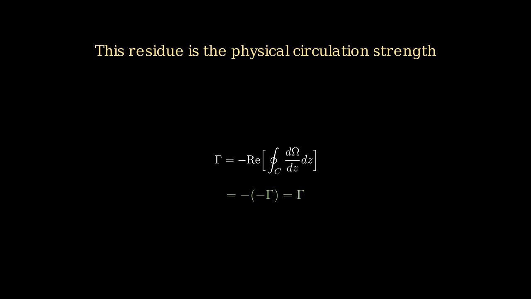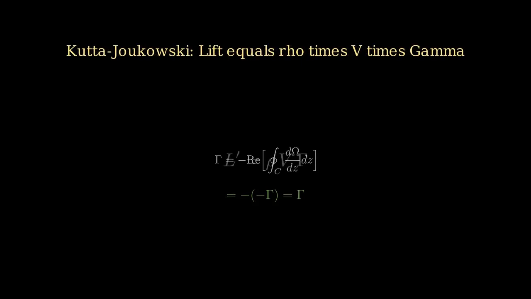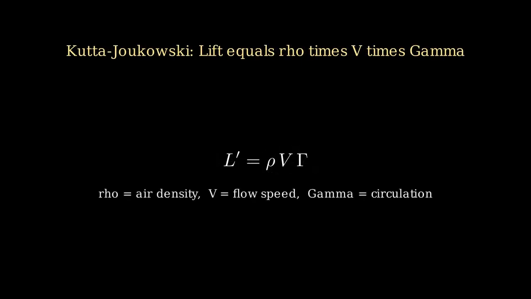Once circulation is known, extracted using the residue theorem, the Kutta-Joukowski theorem converts this single number directly into lift force. Lift per unit span equals rho times V times gamma, where rho is air density, V is free stream flow speed, and gamma is circulation.